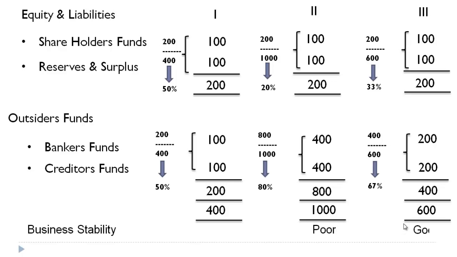It will be good in scenario 3, but it will be at its best in scenario 1, because here the level of owner contribution is high. So this is the concept of understanding the long-term stability by looking at the balance sheet, that is identifying the owner's funds and outsiders funds and identifying each person's share in the total funds. Here the owner fund is 50, outside is 50, and it undergoes various changes. So higher the owner fund, better is the long-term stability of the business.